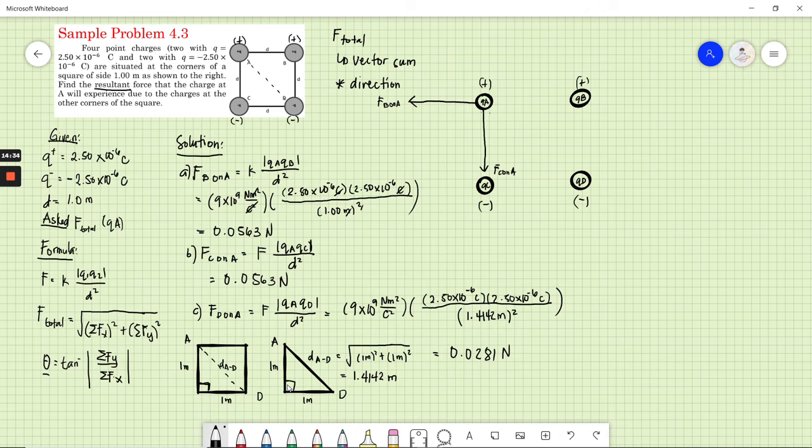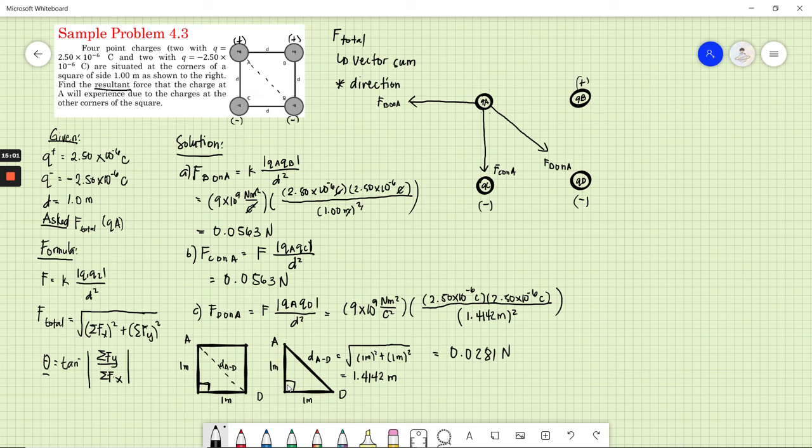Next, let's find the direction of the force that QD exerts on QA. We know that QD is negative, QA is positive, so QA will be attracted to QD. So this is our FD on A. So now we managed to find all the directions of the forces.